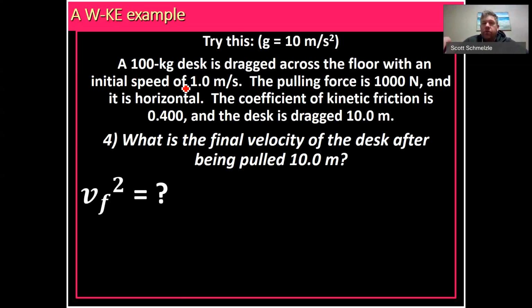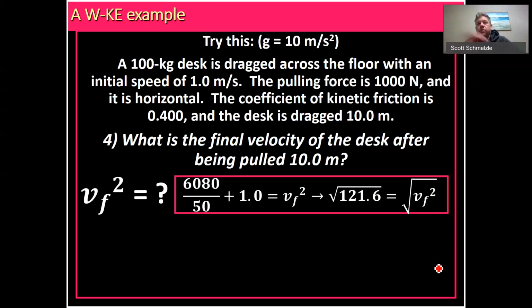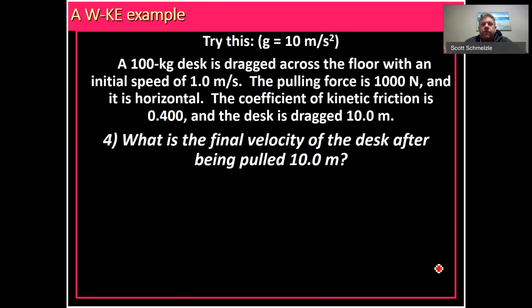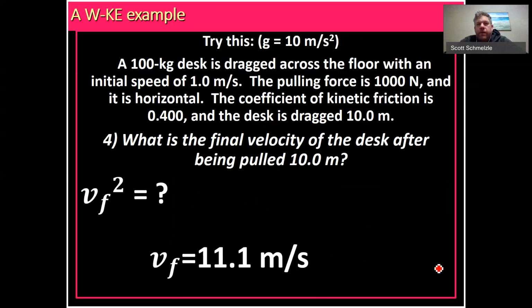So to go from here, I divided by this. That left this bit all by itself, right? So I divided by my 50. That left me with VF squared minus 1 equals 121.6 minus 1... then I added the 1 over, right? So that gave me VF squared equals 121.6. So I square rooted that, and I found that at the end of all of this, the square root of 121.6 is my final velocity of 11.1 meters per second. This thing sped up about 10.1 meters per second over those 10 meters.